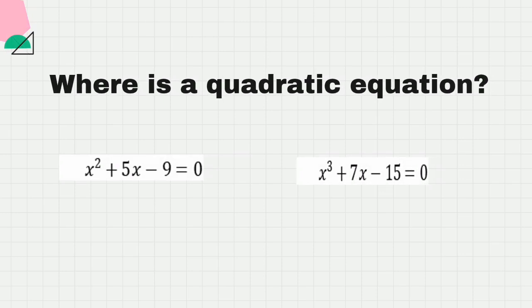So, I have two equations in front of us, and I want you to choose which one of these two is an example of a quadratic equation. Equation 1, x squared plus 5x minus 9 is equal to 0. Equation 2, x to the power 3 plus 7x minus 15 is equal to 0. Which is a quadratic equation? Yes, the correct answer is equation 1. Why? Because based on the definition above, in equation 1, the highest power of the variable x is 2. Meanwhile, in the second equation, the highest power of the variable x is 3.